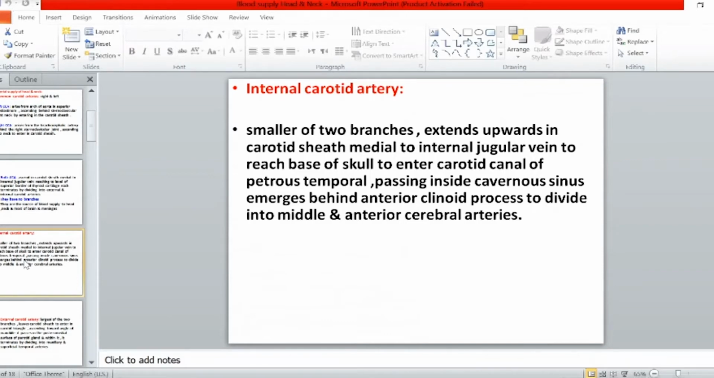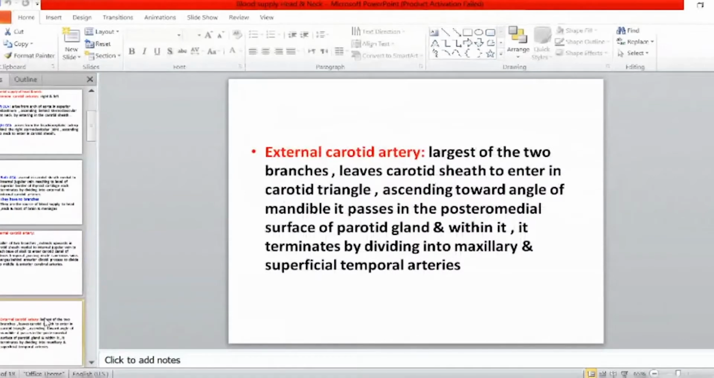As I said, this is for the supply of the brain. We will leave this. We have nothing to do with it because it doesn't give any branch, before it enters the cranial cavity, to the head and neck, except inside the cranial cavity. And the main supply is the external carotid artery, the largest of the two branches.